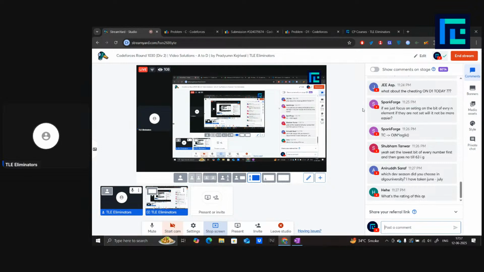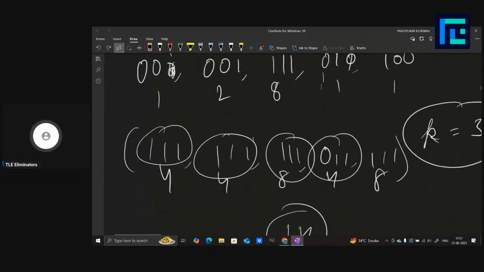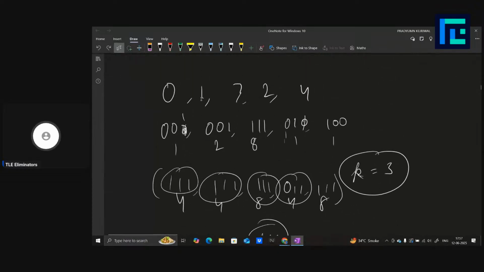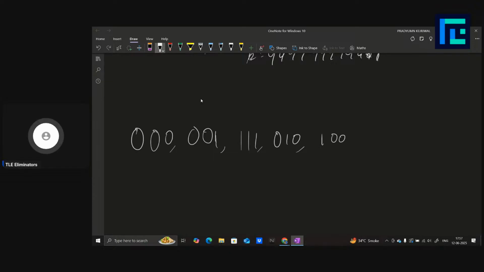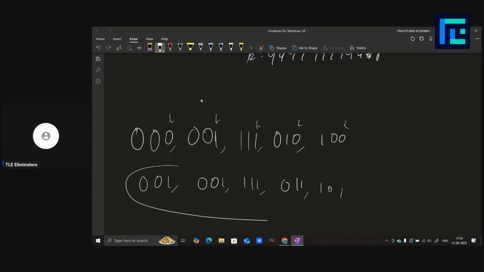This will also work if we just keep doing it. For example, in this test case, we have 0, 1, 7, then 2, and 4. So what they're saying is just first set the unit digit of all the numbers to 1. Like just make this: 001, 001, 111, 011, and 101, right?